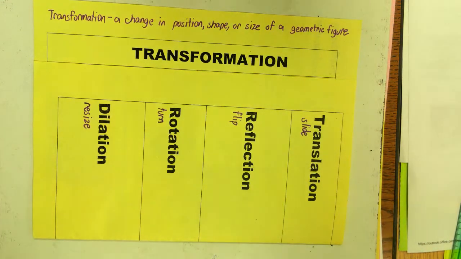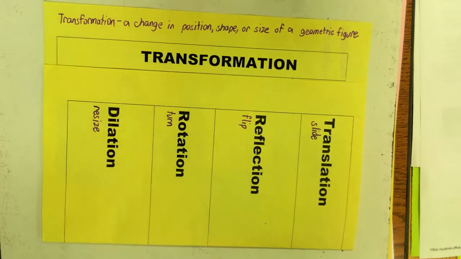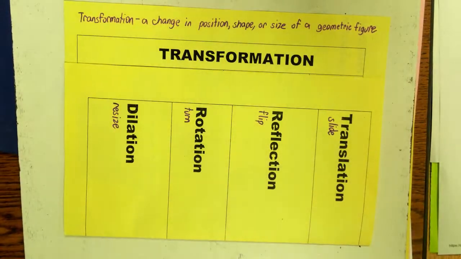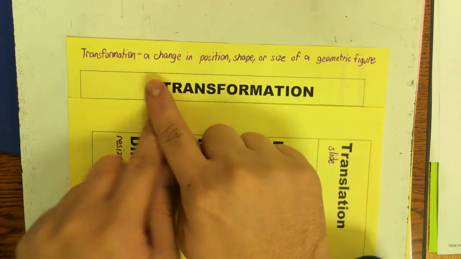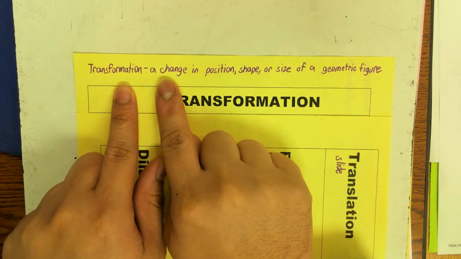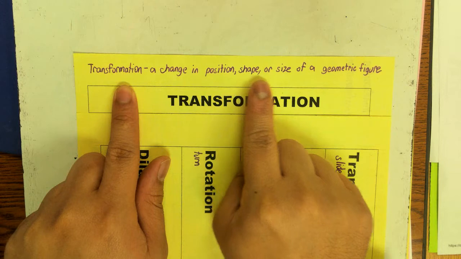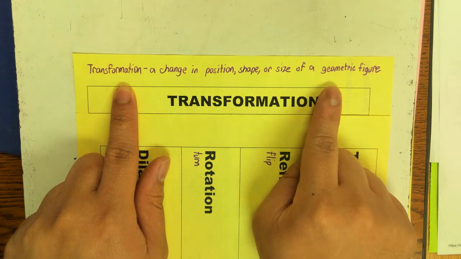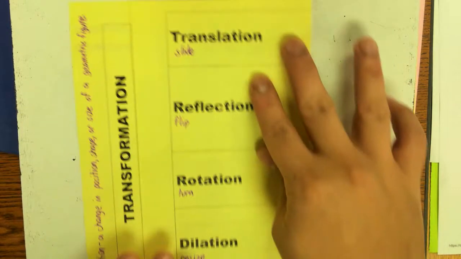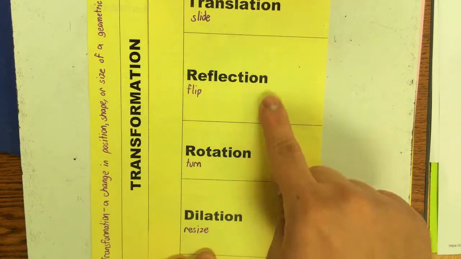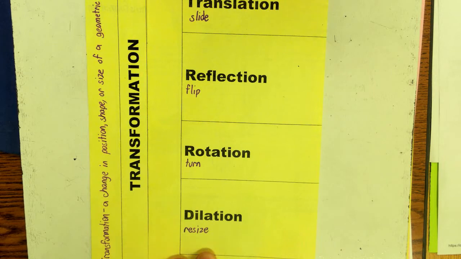Today we will go over the 4 different types of transformations. Okay, here we go. Transformation. Transformation is a change in position, shape, or size of a geometric figure. So transformation in geometry is when we move things around, that's called a transformation, or we change the shape or size. Now there are 4 different kinds of transformations we will look at.